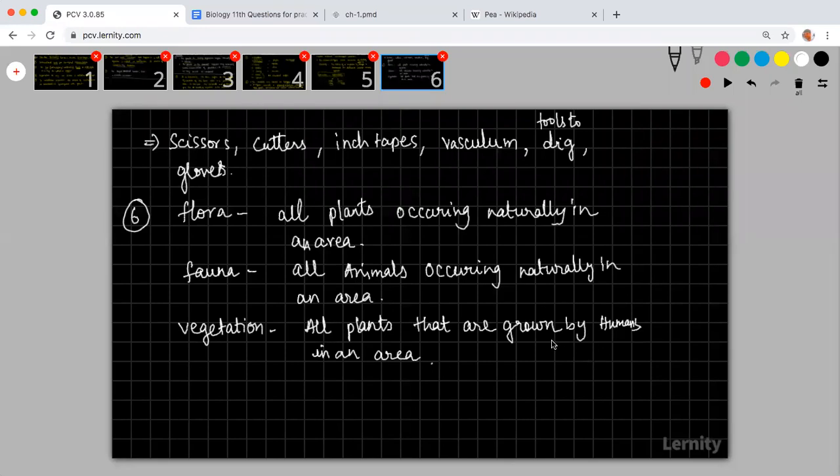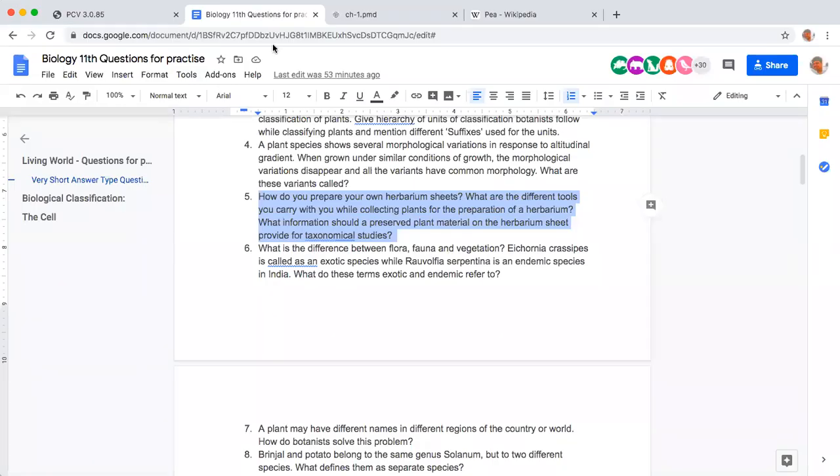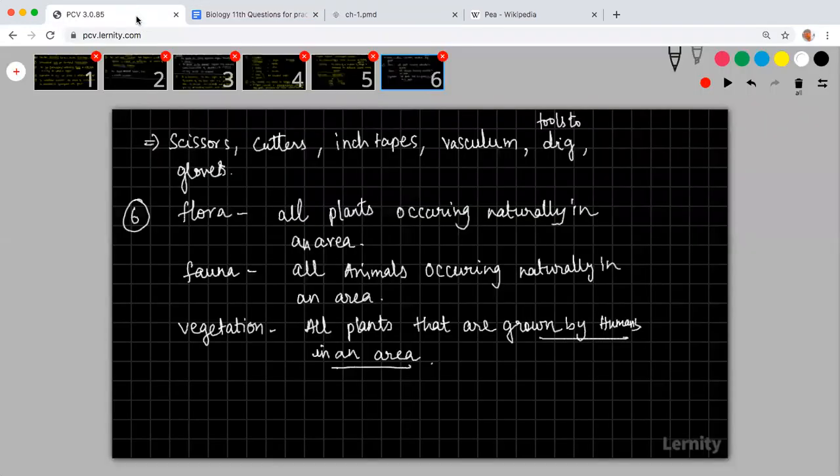Vegetation means it is grown specifically by humans in a particular area. Okay, so they are also asking, one species is called an exotic species, while Rauvolfia is an endemic species to India. What is exotic? The word exotic means foreign. And the word endemic means native variety. So there are some species which were brought by foreigners to India. Those species are called exotic species.